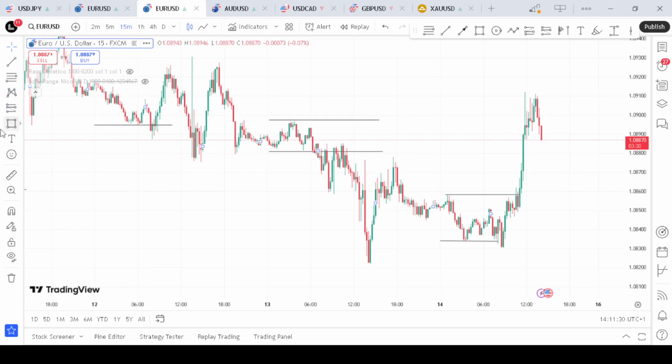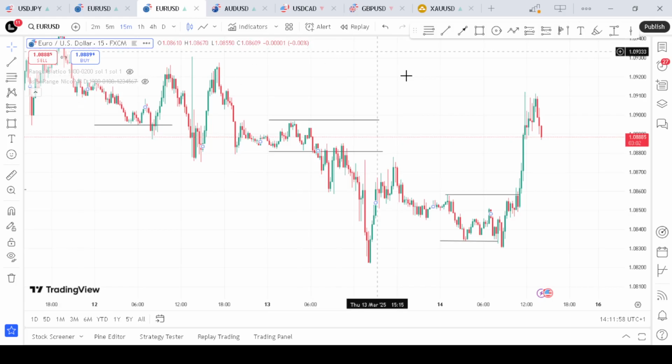You mark this out, for New York, from 7 p.m. midnight New York time to the beginning of your New York day. The Asian range is typically between 7 p.m. and midnight New York time. This is exactly what the Asian range timing is.